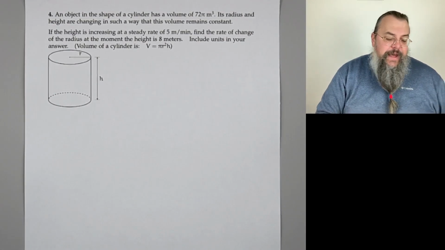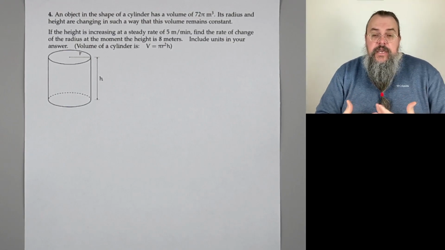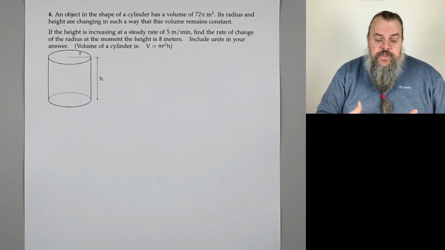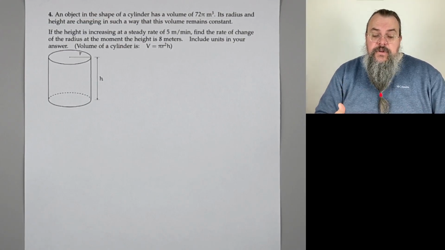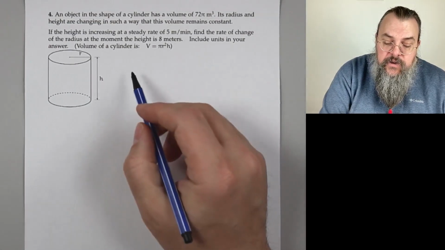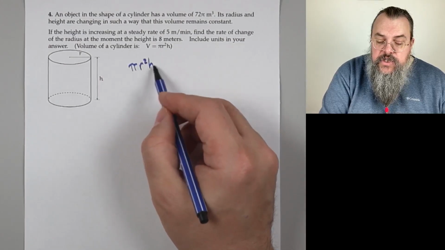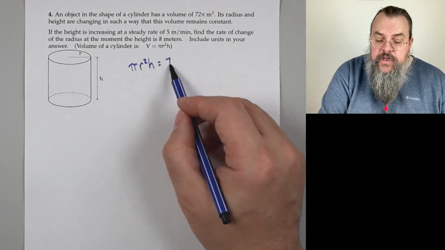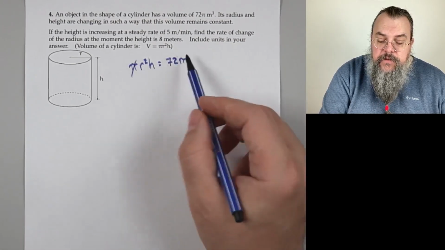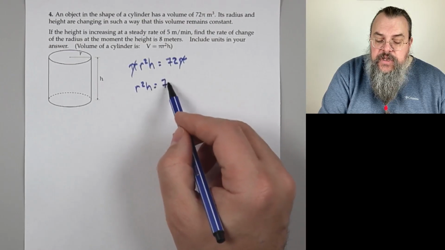Now, why do we need to know that? Well, when we think of related rates problems, the key is, what's the relationship? We have to figure out what the relationship is. In this case, it's given to us because it's the volume. The volume remains constant. So we say, okay, pi r squared h, where h and r are changing, has to equal 72 pi. We can cancel off a pi. We say, okay, r squared h is 72.